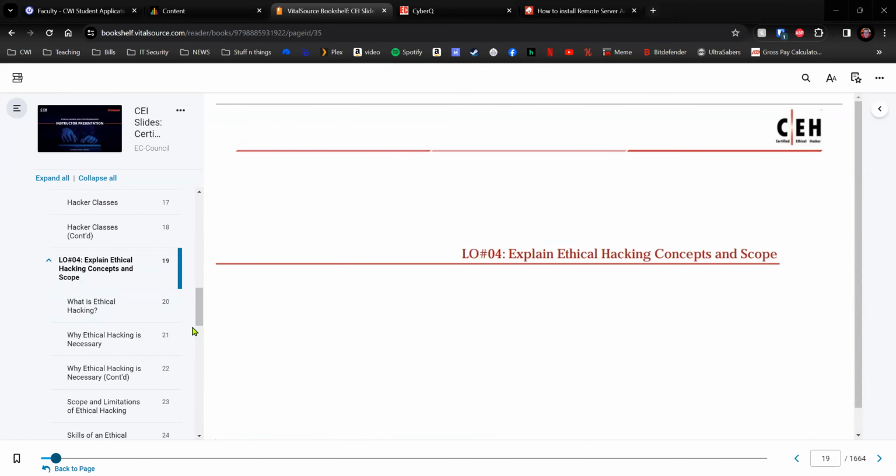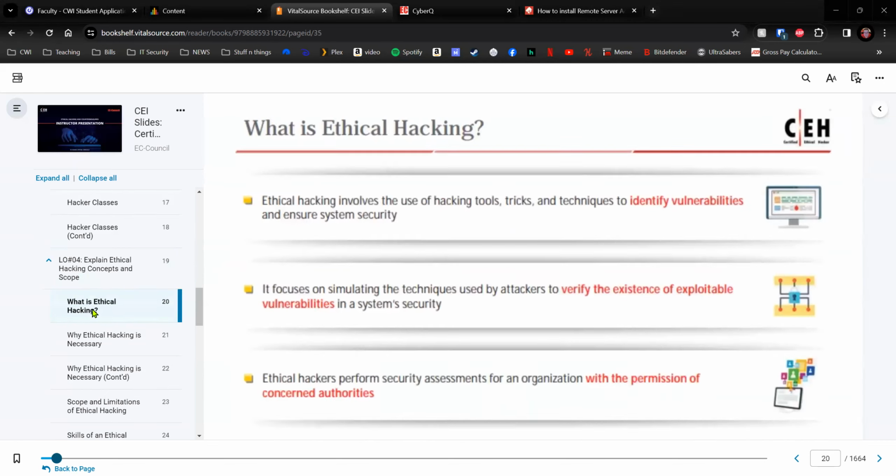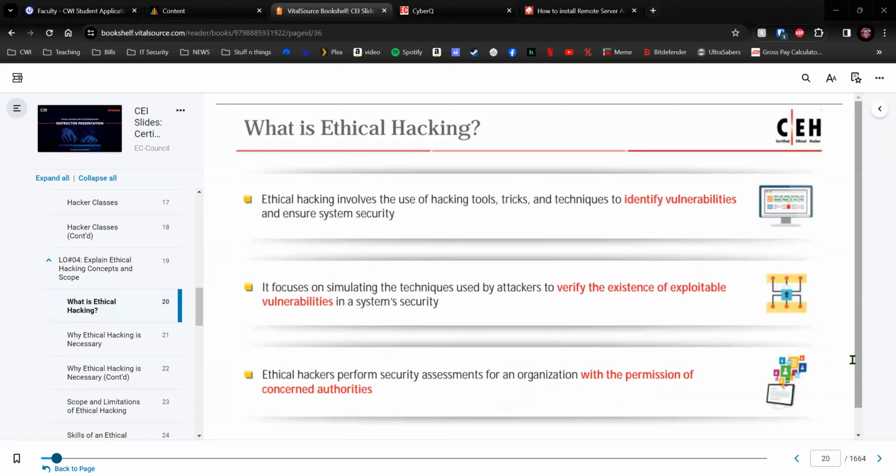All right. Explain ethical hacking concepts and scope. So what is ethical hacking? Ethical hacking involves the use of hacking tools, tricks, and techniques to identify vulnerabilities and ensure system security. It focuses on simulating, and there's the key word there, simulating techniques used by attackers to verify the existence of exploitable vulnerabilities in a system's security.